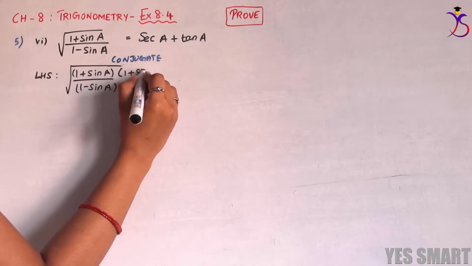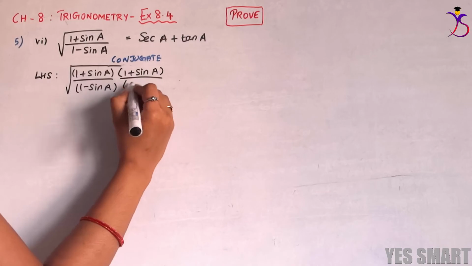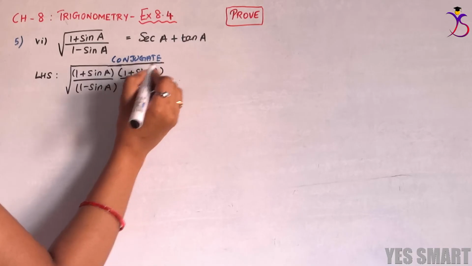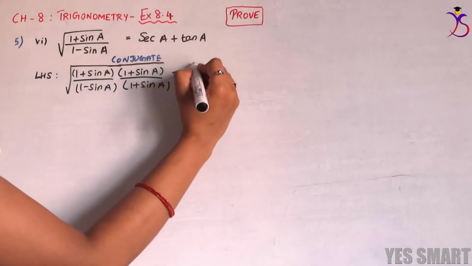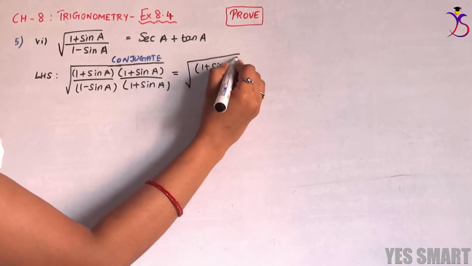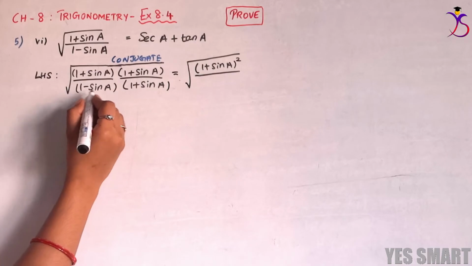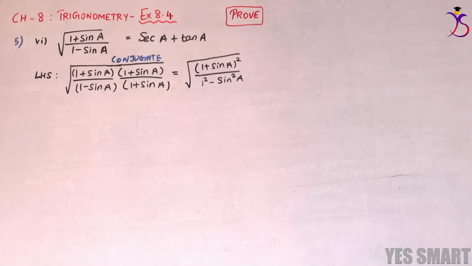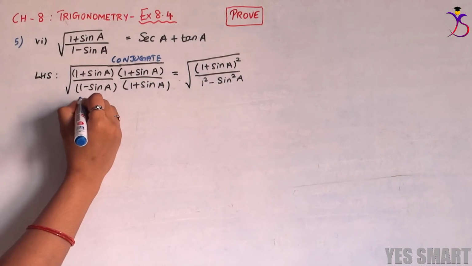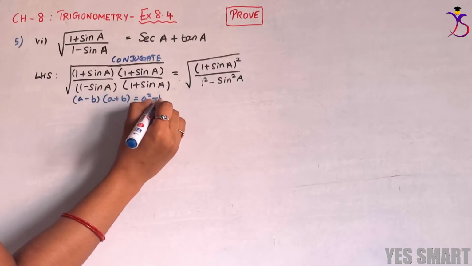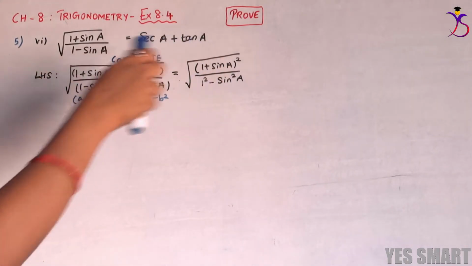Why is it? Because in the denominator the second term is minus, therefore the conjugate term will have the second term as plus sign. Now we will have square root of 1 plus sin A the whole square, because there are two 1 plus sin A terms, divided by a plus b into a minus b is a square minus b square. A is 1, b is sin A. The denominator is expanded in the form of a minus b into a plus b equal to a square minus b square. The numerator remains the same.